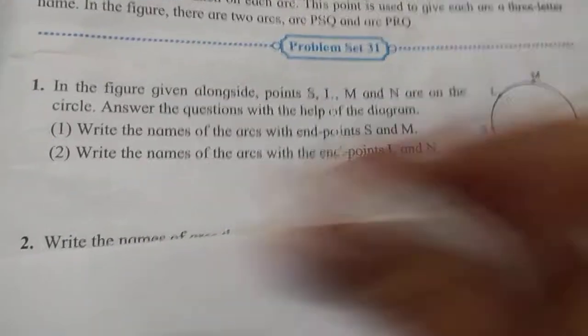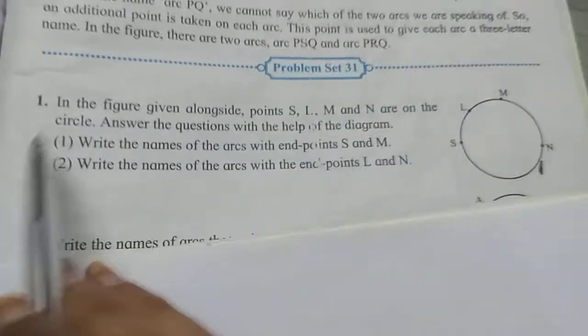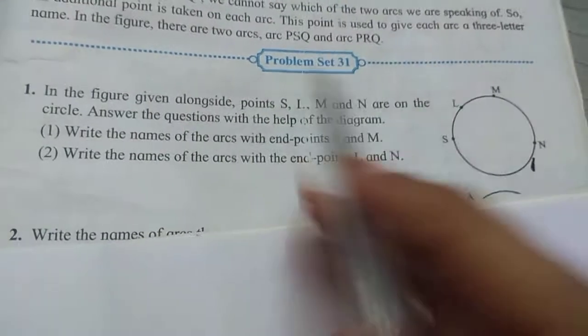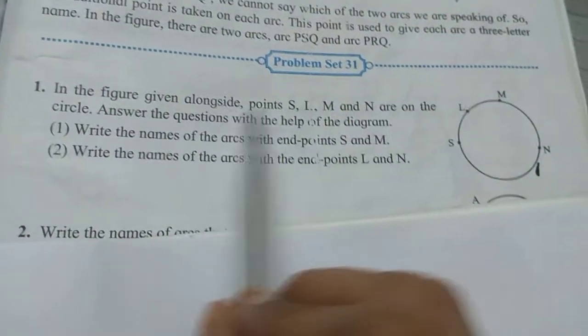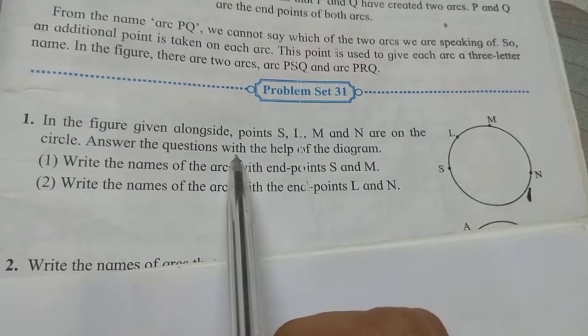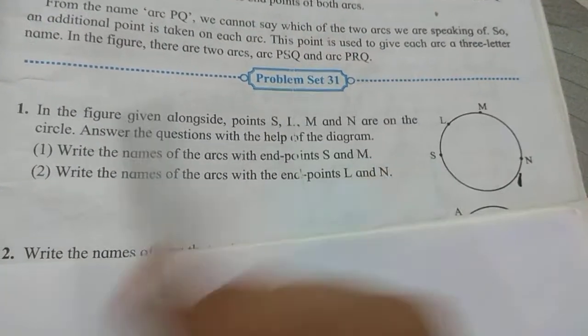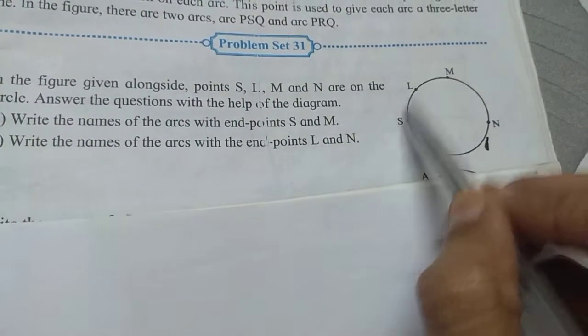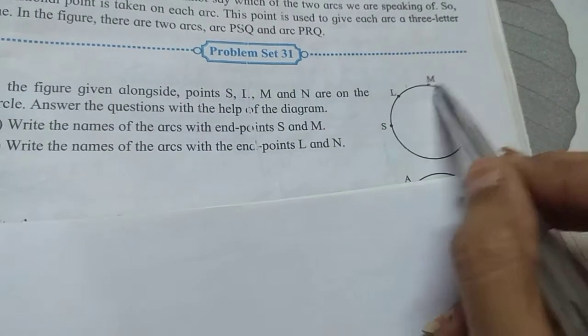Now the last practice set of this chapter. In this we will be learning how to name arcs. In the figure given alongside, points S, L, M, N are on the circle. Write the answer to the questions with the help of the diagram. So this is the diagram. There are 4 points on the circle: S, L, M, N.